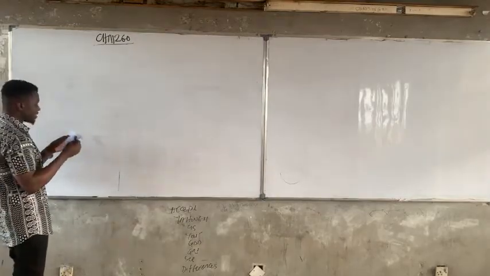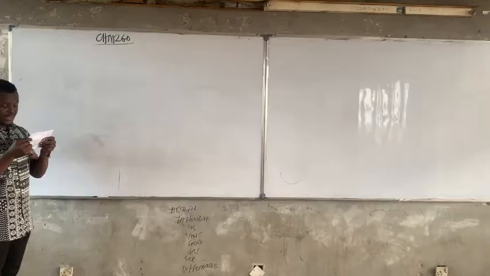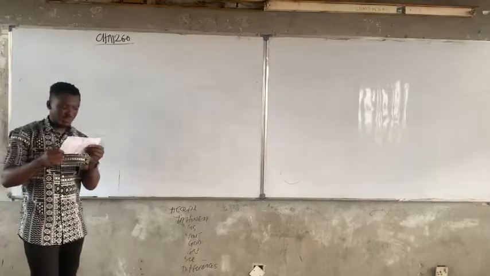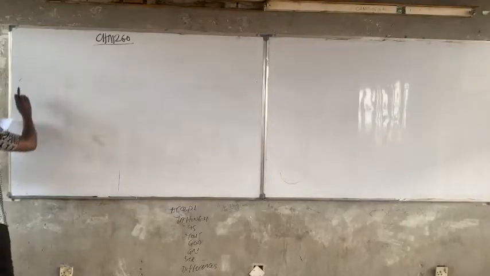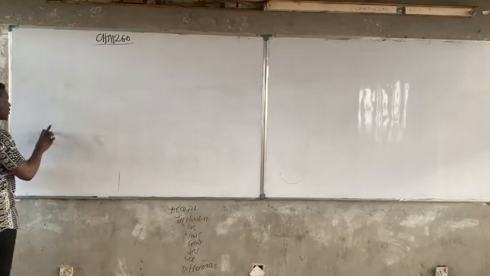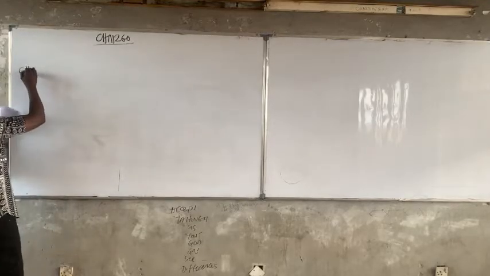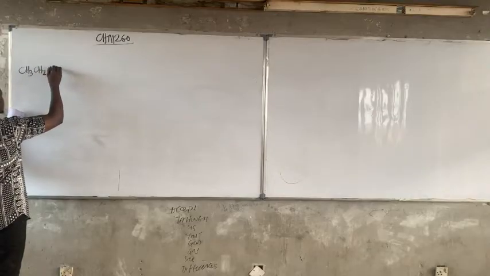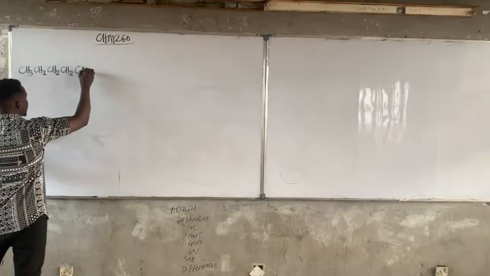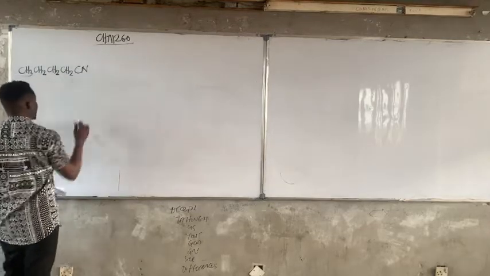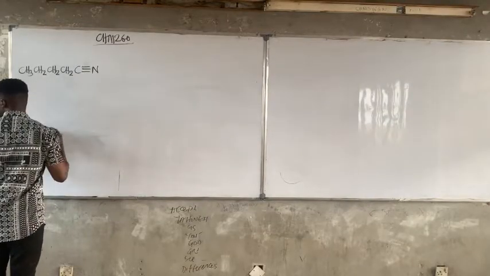The reduction of cyanobutane with lithium tetrahydroaluminate 3 gives that. Fine, cyanobutane is also known as butyl cyanide or pentane nitrile. Now this is CH3, CH2, CH2, CH2, this is butane. And then we have CN. Don't forget that this CN has a triple bond between the carbon and the N.